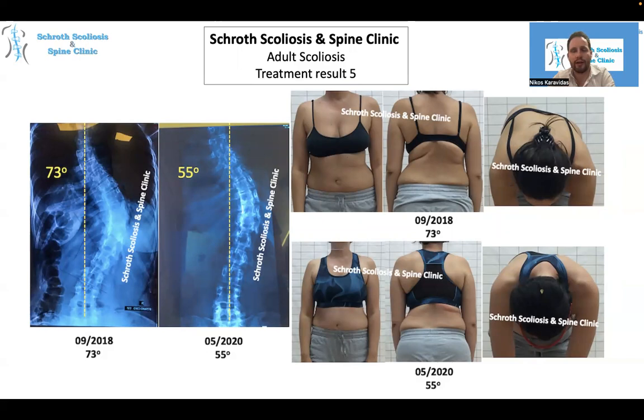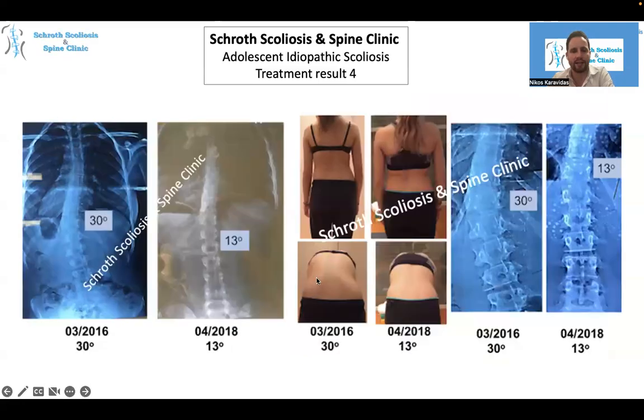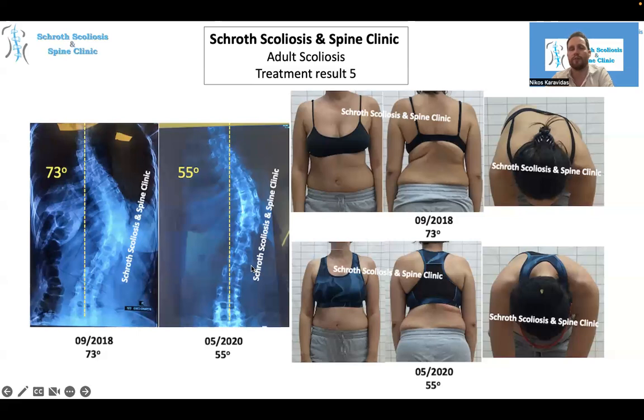I would also like to show you some of the results that we can have in adult scoliosis doing only exercises. Here is an extraordinarily good treatment result for a lady almost 40 years old that came to our clinic with 73 degrees of right thoracic scoliosis, and you can see the pelvic imbalance and the thoracic hump. We achieved to go down to 55 degrees, so 18 degrees less in this very severe scoliosis, doing only exercises, and you can see the clinical improvement of this patient.